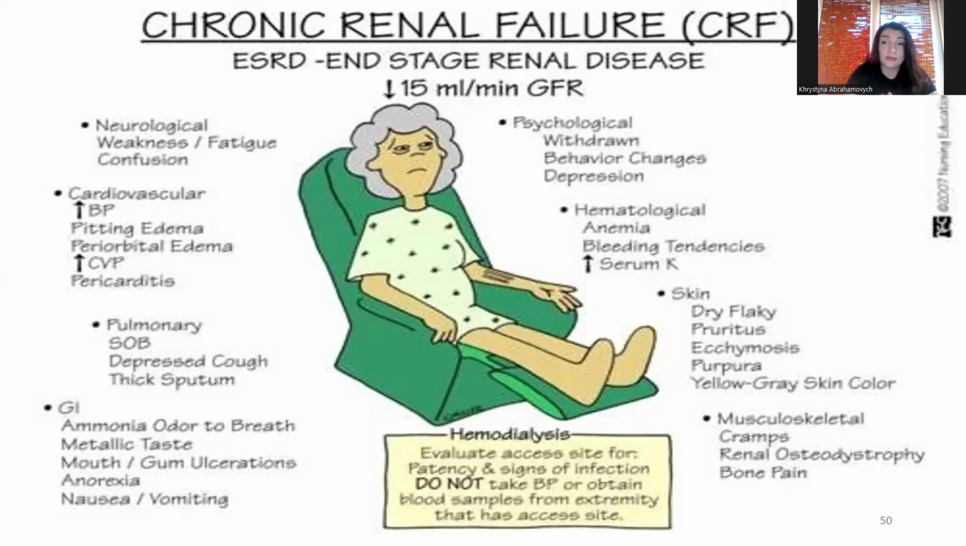And now, students, when you are examining a patient who is treated with hemodialysis, those students who were working with me previous semester saw the hemodialysis department, so they saw what an arteriovenous fistula looks like. And you have to remember to never take blood pressure or obtain blood samples from the extremity that has the access site.